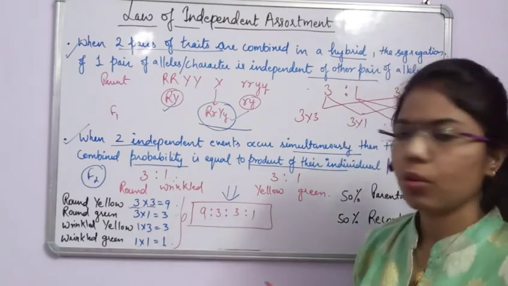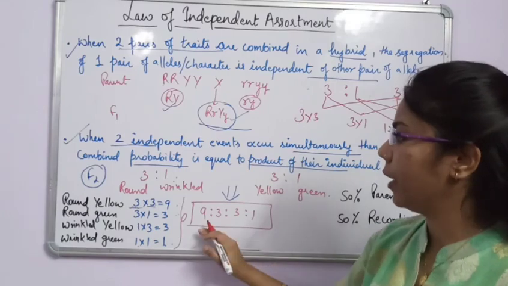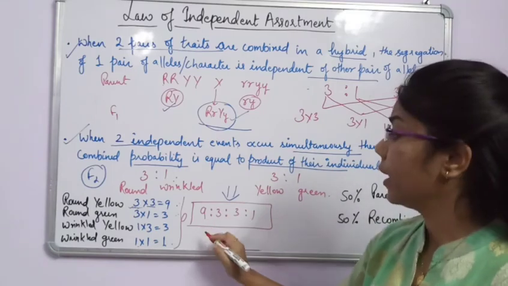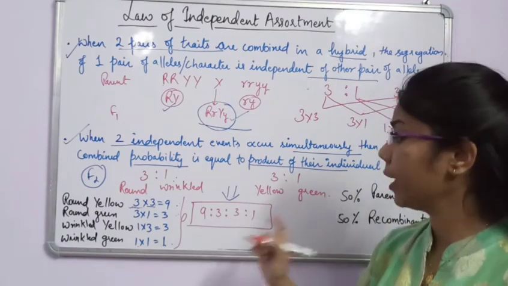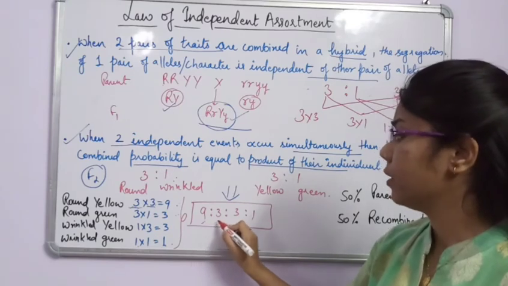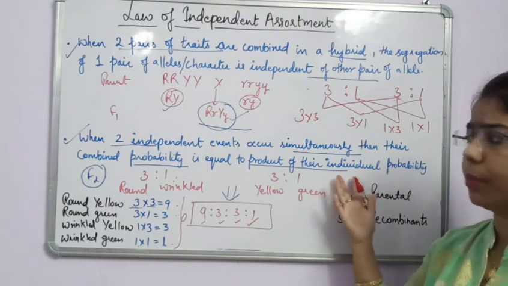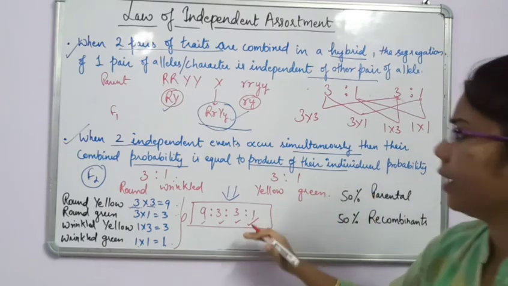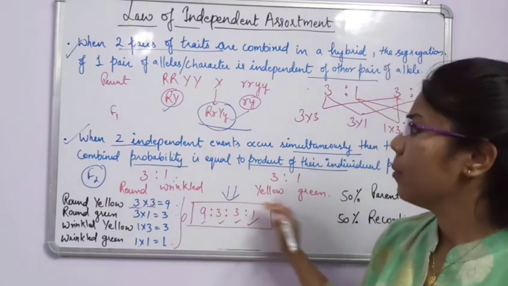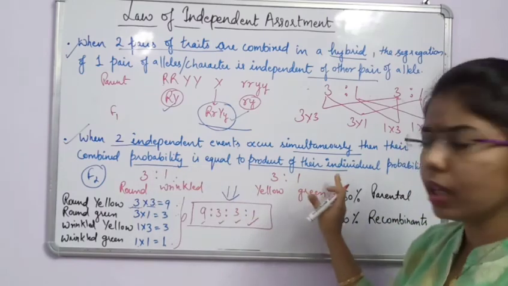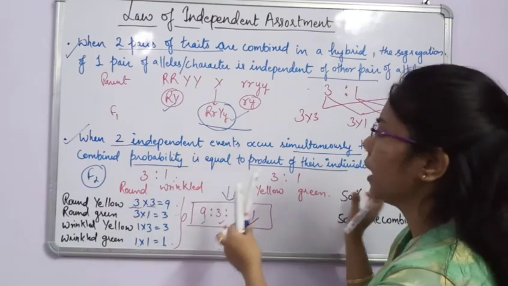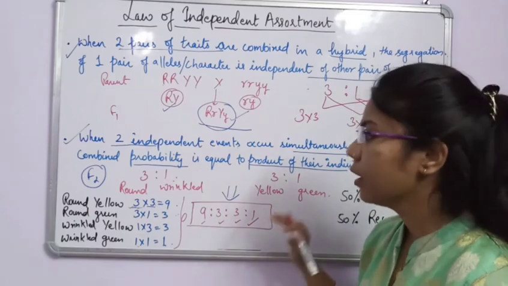So here it is a cross-check of how many F2 we are getting. What would be the phenotypic ratio? 9:3:3:1. And the same thing is written in this statement: the final result which we are getting is a multiplication of both monohybrids, or both the different events which are happening together.